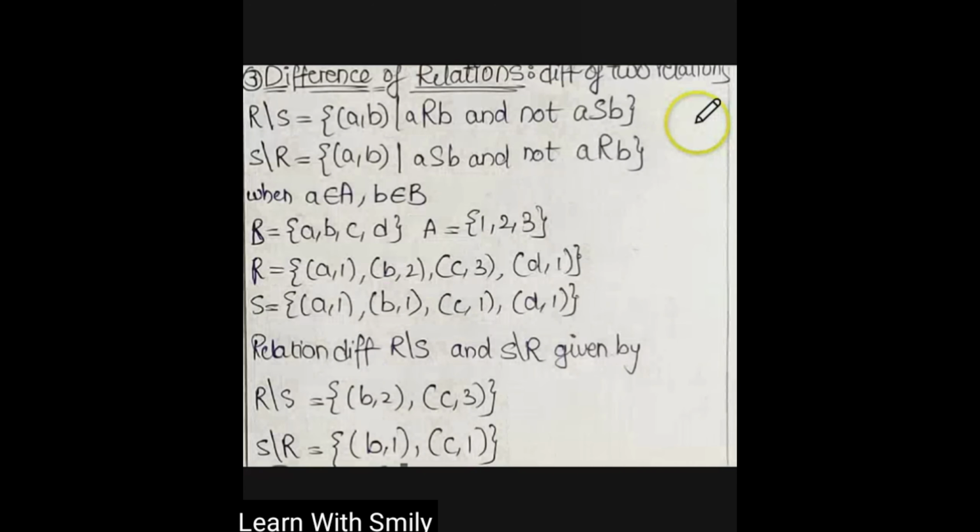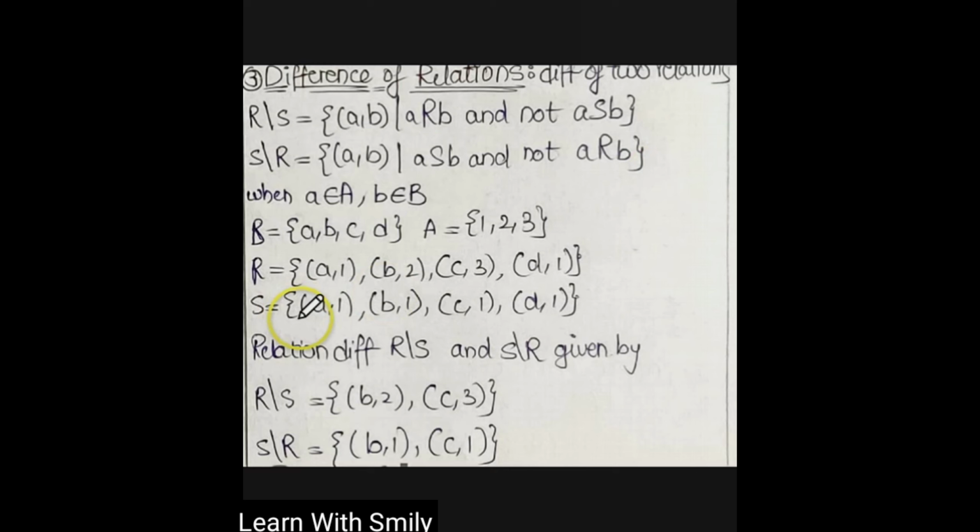Next operation is difference of relations. The difference of two relations means R minus S equals (a, b), where a R b but not a S b. If S is first, then a S b will be there but not a R b. So this is the difference of relations.